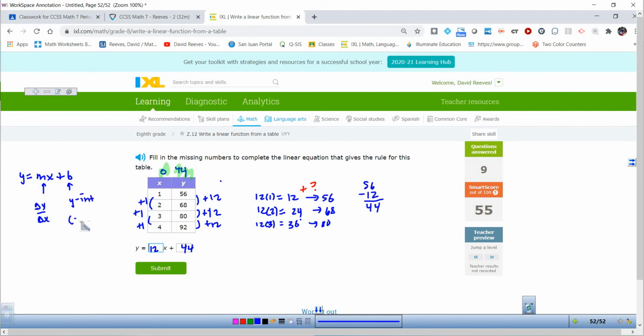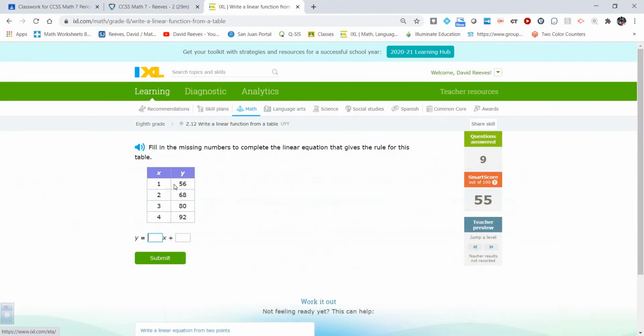y-intercept, and remember, it's always 0, b, right? This is our slope, which is our change in y over change in x. So what does this say? How do I get y from x? I multiply by 12, and I add 44. Okay, so technically you don't have to know slope and y-intercept to do these, but that's supposed to help you.